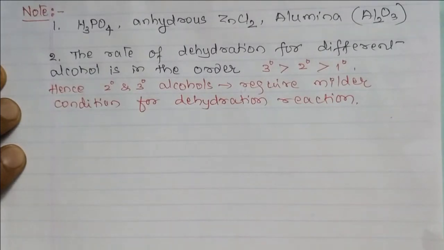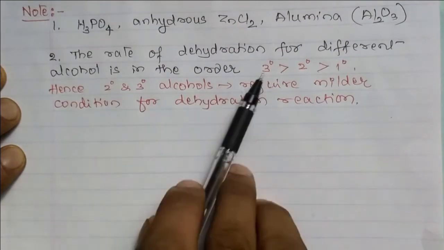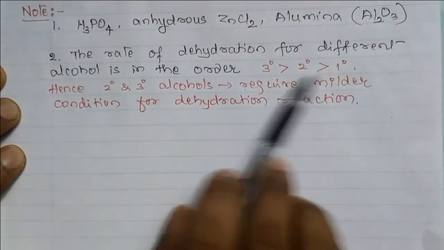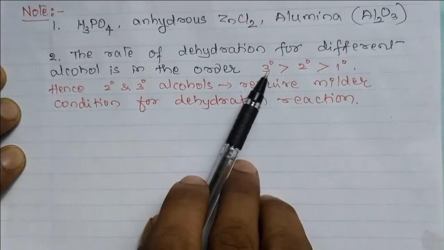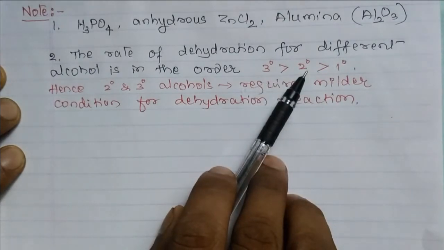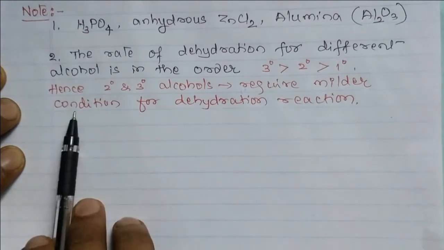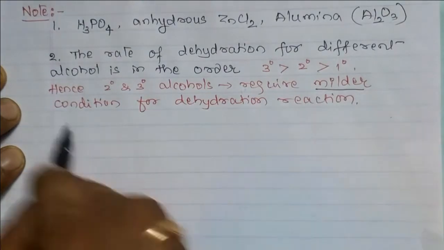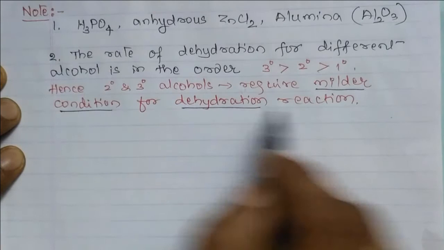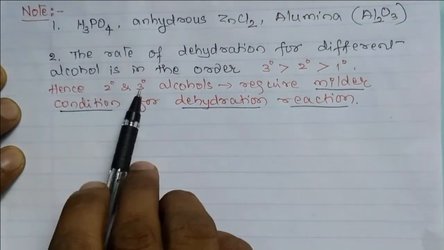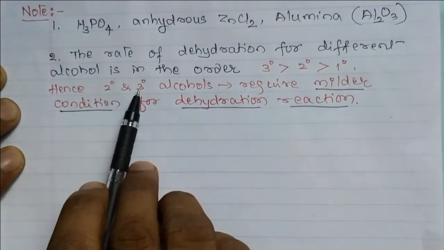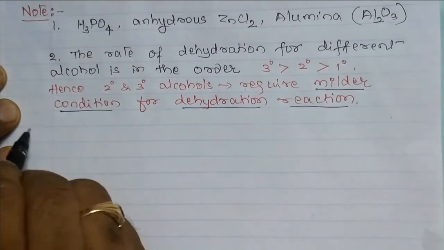The rate of dehydration for different alcohols is in the order tertiary, secondary and primary. This means tertiary and secondary alcohols undergo dehydration easily, so we can maintain milder conditions for dehydration as far as secondary as well as tertiary alcohols are concerned. Now let us see the examples for this.